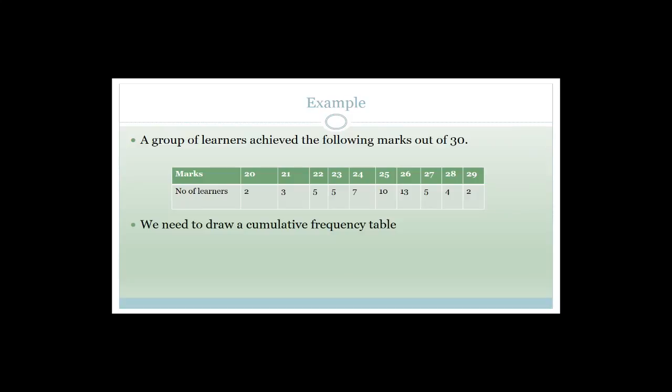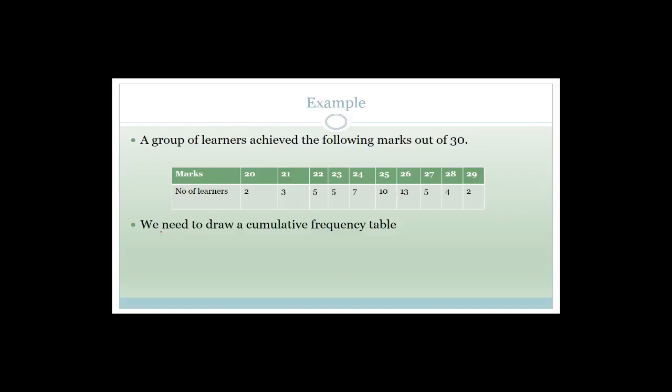Okay, it says here we've got a group of learners who achieved a mark out of 30. So these are the marks: 20, 21, 22, 23, 24, 25, 26, 27. They are the number of learners that got it. So two people got 20, three got 21, five got 22, five got 23, seven got 24, 10 got 25 to 30, which is very good.